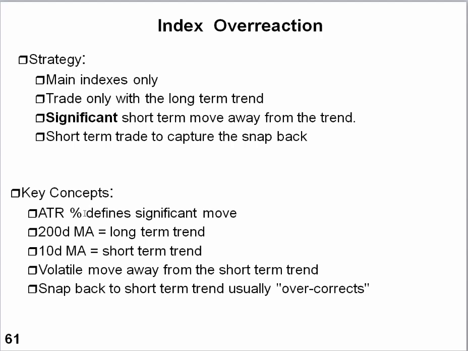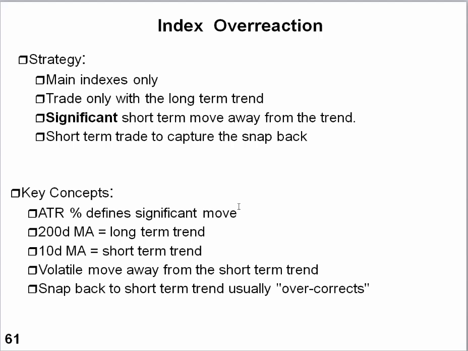We're going to use average true range percentage in order to define a significant move. We're going to call the 200-day moving average and price with respect to it the long-term trend. So if price is above the 200, the long-term trend is bullish. If it's below the 200-day moving average, we're going to call that bearish. And then we'll use the 10-day moving average as the short-term trend.